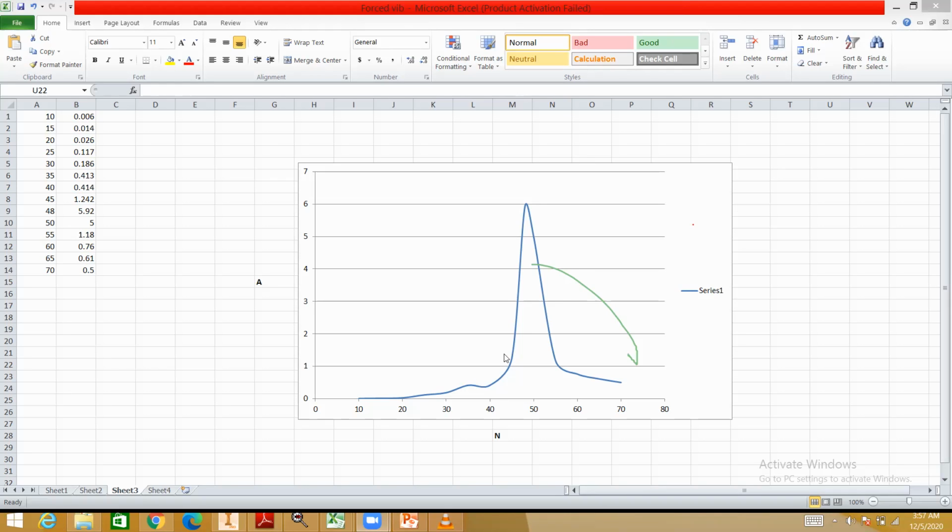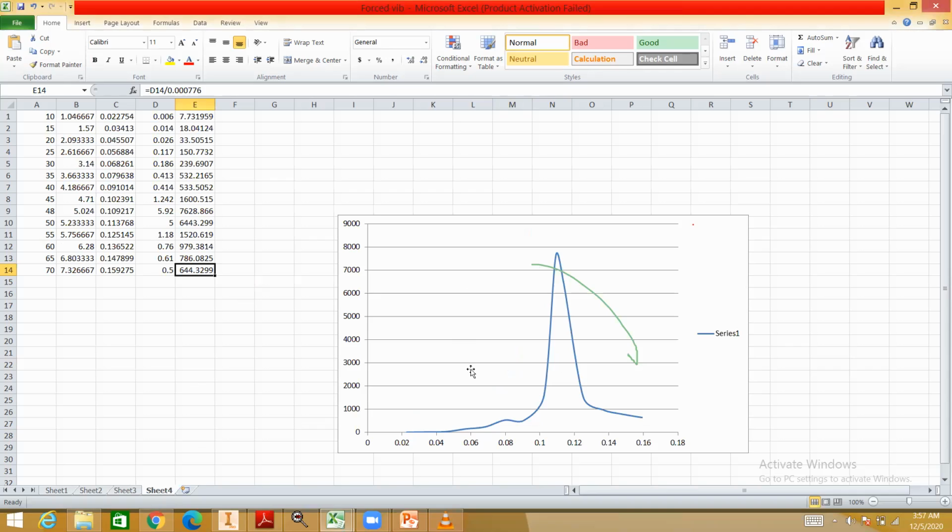Okay. So this is your first graph. Actually we have to plot the graph of amplitude versus frequency. So you can see here, this is our RPM.